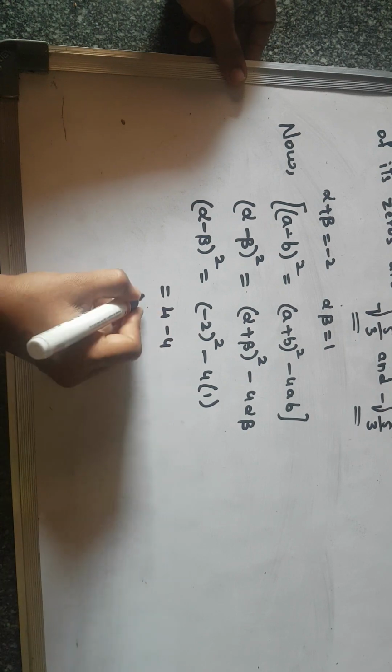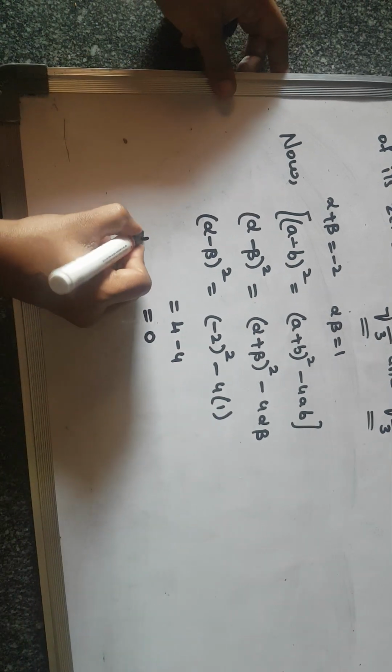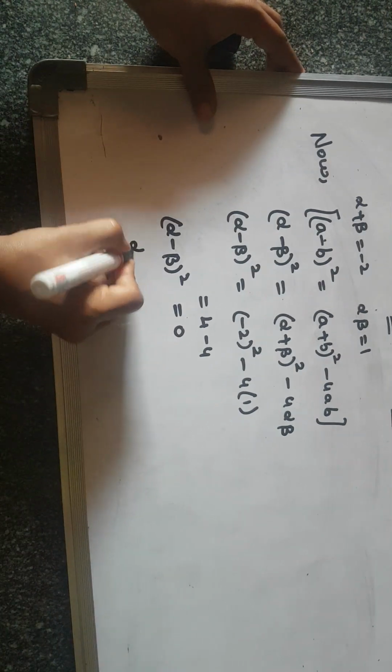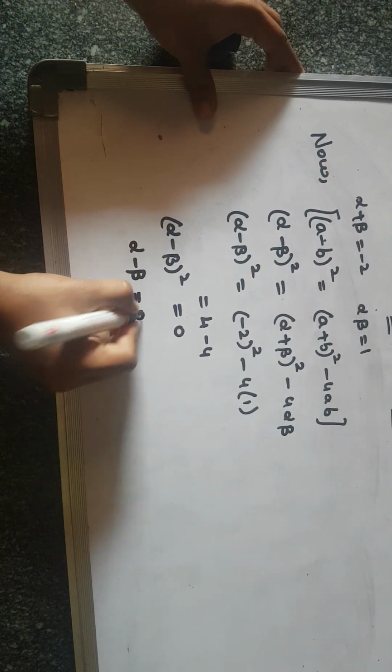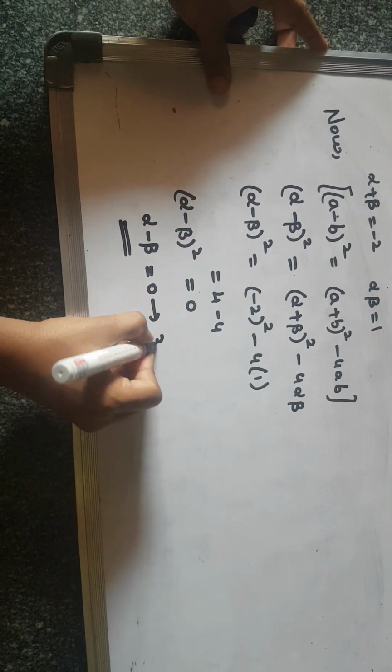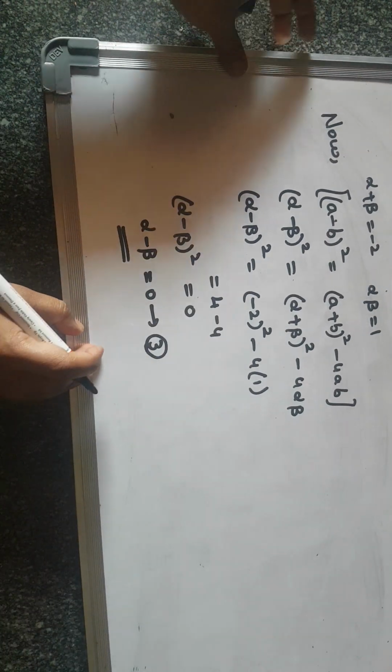What this value becomes? 4 minus 4. This value becomes 0. Means alpha minus beta whole square value becomes 0. Means alpha minus beta value is also 0. Okay. Now consider this as equation 3.